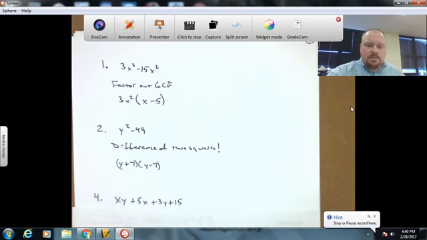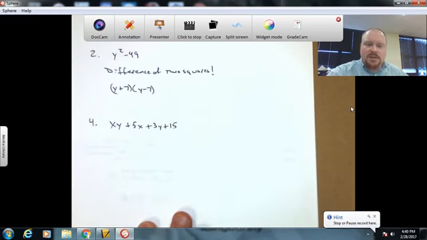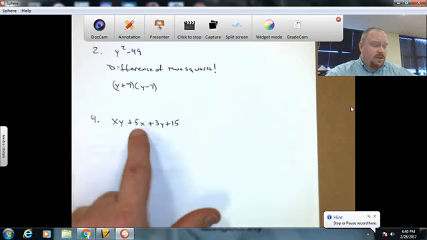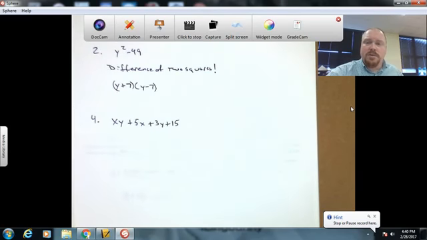In this one, we have to use a different technique because we have four terms. The first technique that I would try is to factor by grouping. So I'm going to try to group the first two terms, then I'm going to group the last two terms and try to factor out things from there.